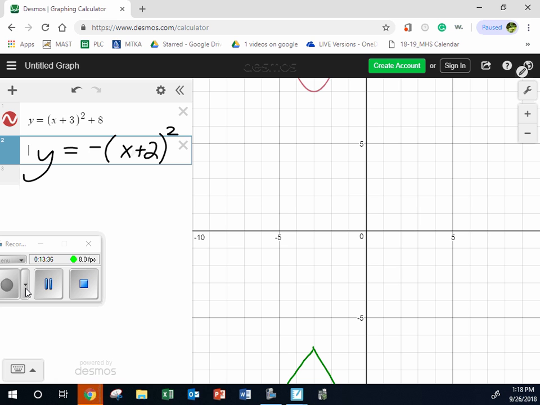Oh yeah, I know that shape. And then I know it's moved this way. And then I know it's flipped that way. Sketch what you think it should look like on your Notability side. Sketch where you think it should be. And then type it into Desmos and find out if you're right.